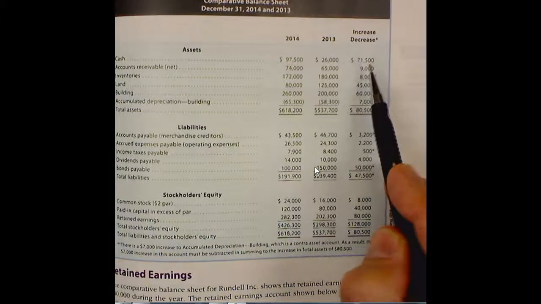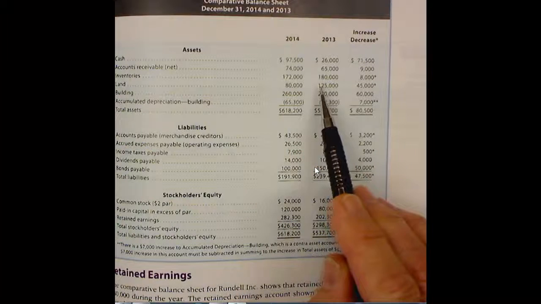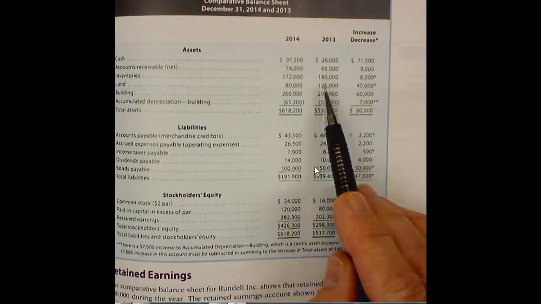In the next accounting video, we will demonstrate how to turn an example like this into a spreadsheet so that we can methodically solve the details for the statement of cash flow.